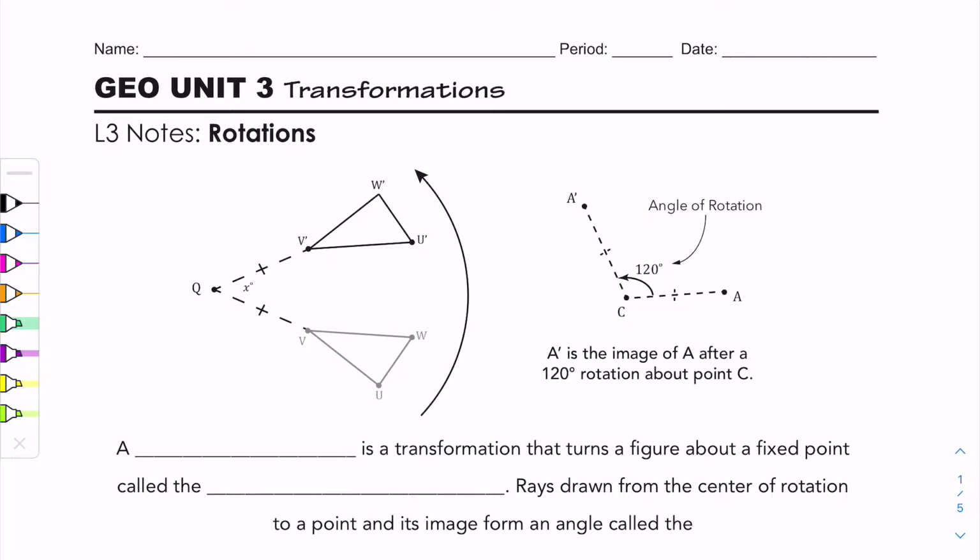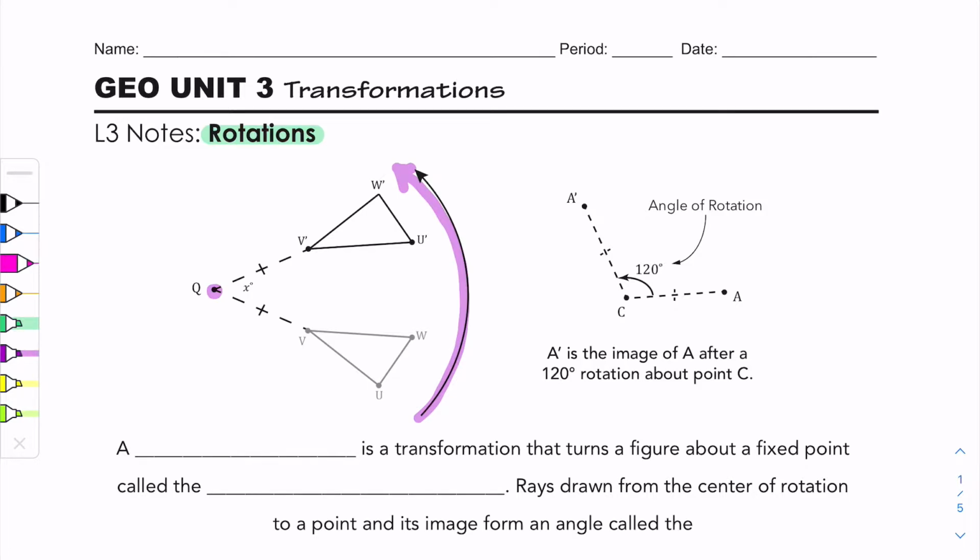Today's transformation is on rotations. So rotations is when you rotate a figure either counterclockwise or clockwise around a certain point. So you can see in this model here, we have point Q, which is the point of rotation, and you can see that the pre-image is rotating counterclockwise. It's moving this direction around that point.